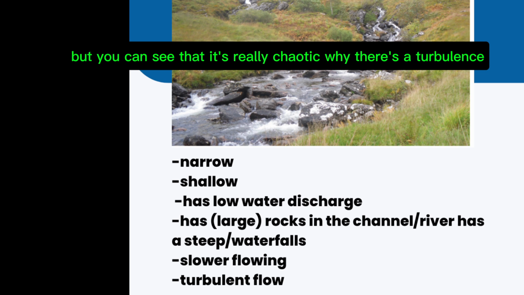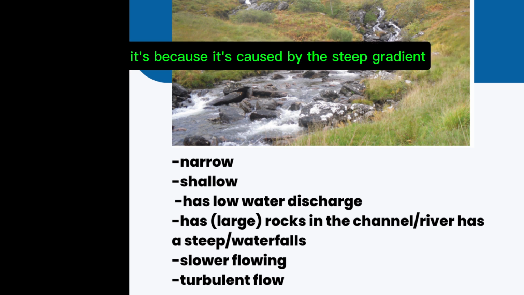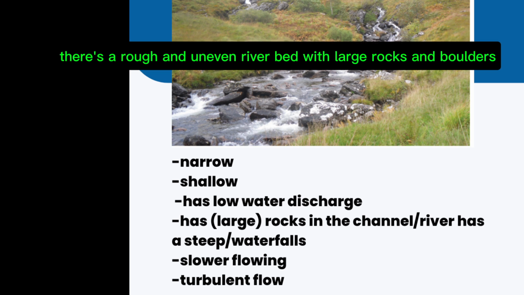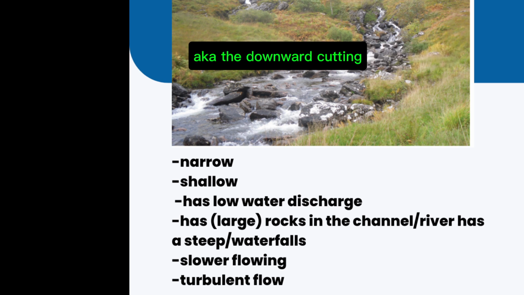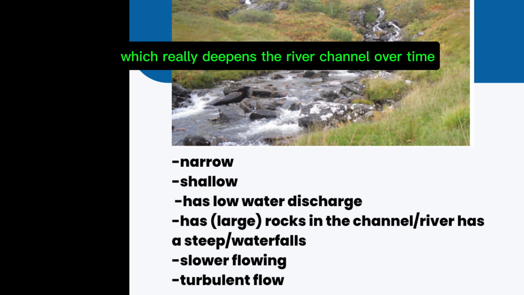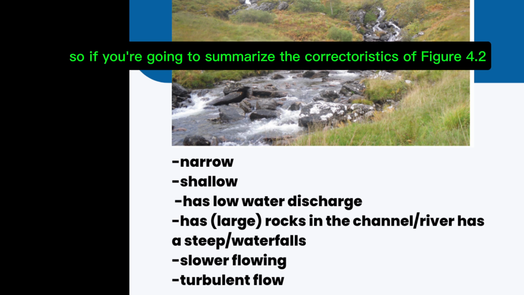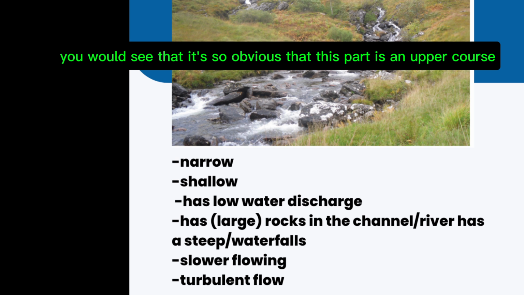Why is there turbulence? It's caused by the steep gradient, and also there's a rough and uneven riverbed with large rocks and boulders. So this turbulent flow can result in vertical erosion, okay, the downward cutting, which really deepens the river channel over time.